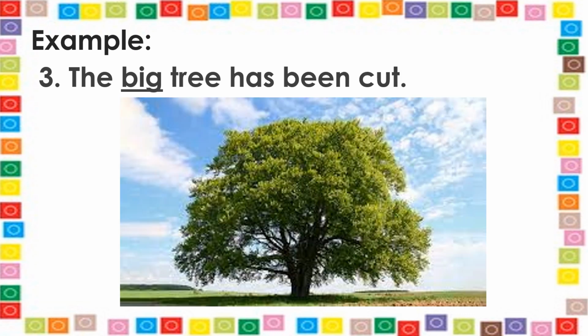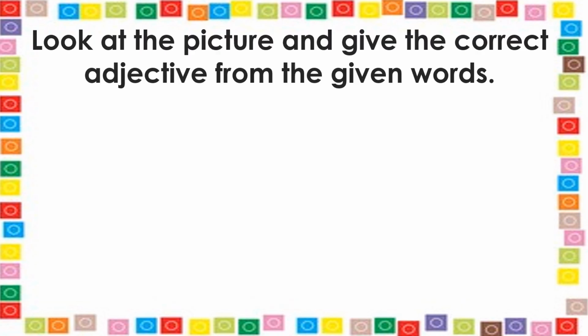Now let's look at the next sentence. The big tree has been cut. The underlined word big is an adjective that describes the noun tree. Now it's your turn. Let's look at the picture and give the correct adjective from the given words. Are you ready? Awesome! Let's start.